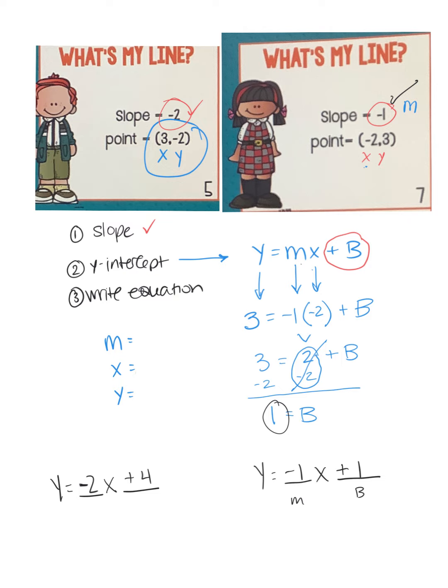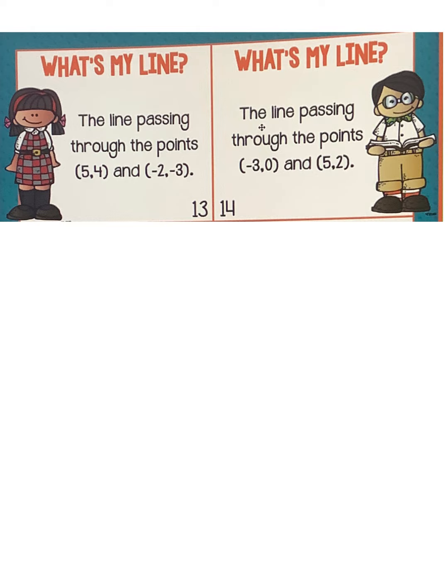Okay, moving on. So you can see these are getting progressively harder because now they don't give you anything. They don't give you a slope or a y-intercept. So when we're finding the slope from 2 points, this is where we have to use our slope formula.